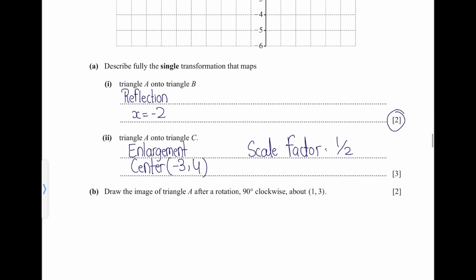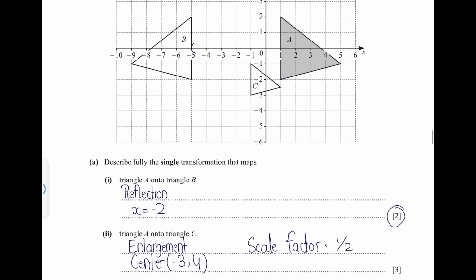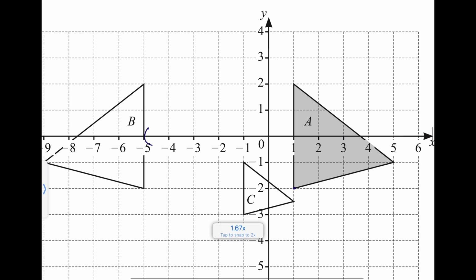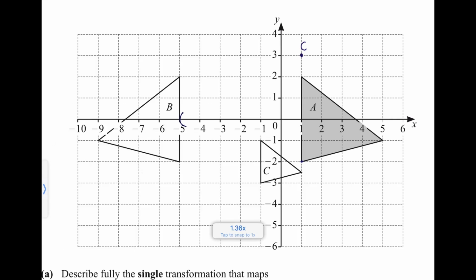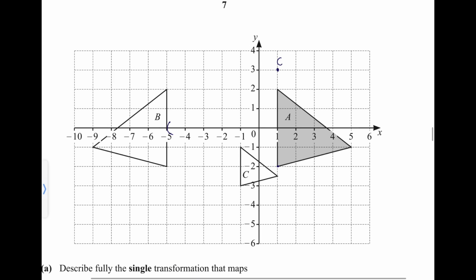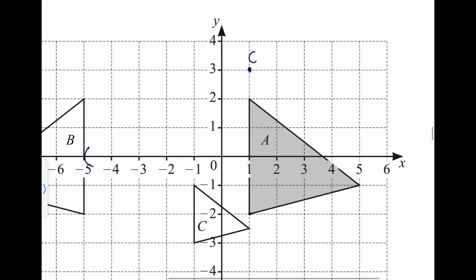Draw triangle A after rotation clockwise about (1, 3). So first mark your center as here. You always mark it with a C. Then you have to rotate it 90 degrees clockwise. So for 90 degrees clockwise, let's say there's this line which goes from the center to one of the points. Imagine how this line would rotate with a 90 degrees clockwise rotation. You would see that it rotates in this direction, so this would be the line.